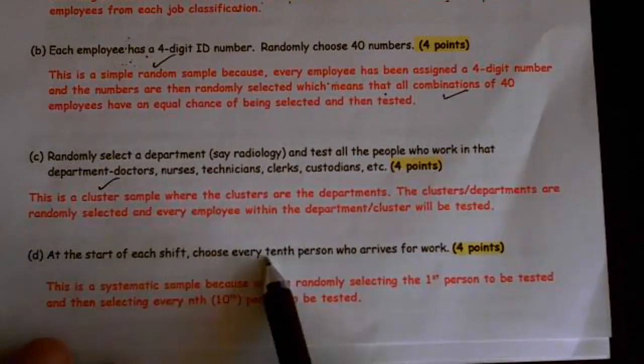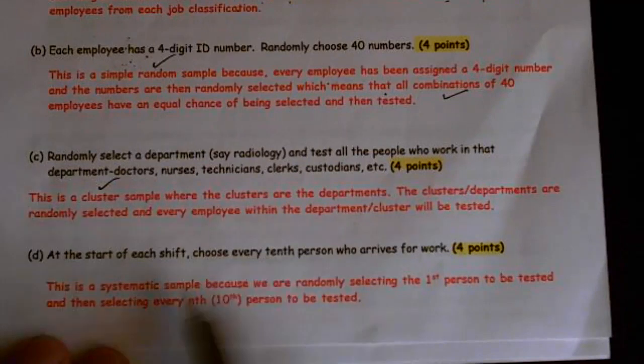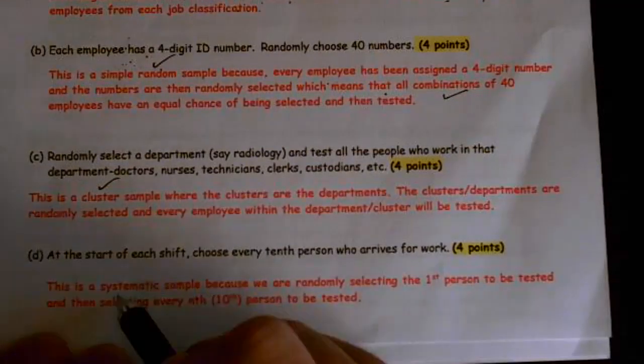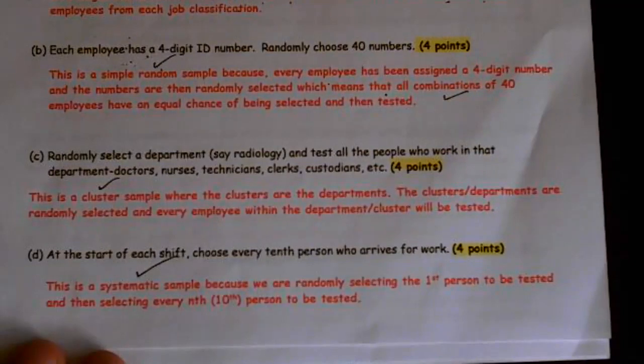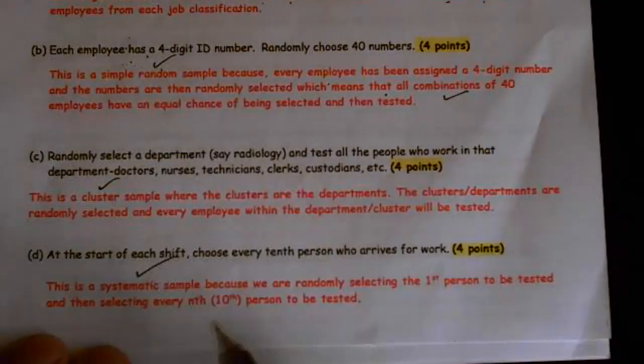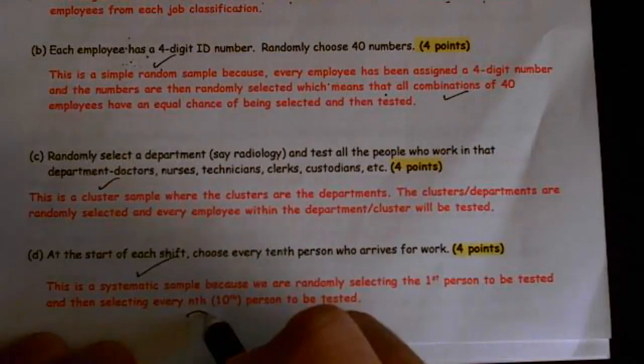At the start of each shift, choose every 10th person. Well, this is a systematic sample, and some people wrote systematic random sample. If you wrote that, that's correct, but really we're looking for systematic sample. But if you had systematic random sample, you received full credit from me, because we are randomly selecting the first person to be tested. It could be number 4, number 6, number 7. The first person is randomly selected, and then we're selecting every nth person.